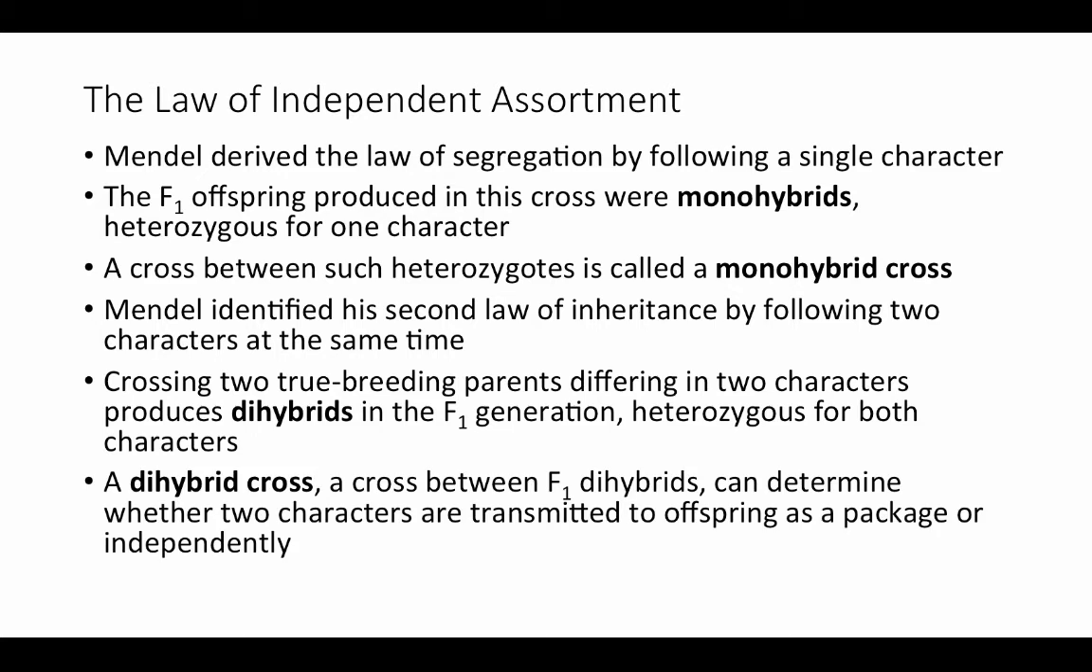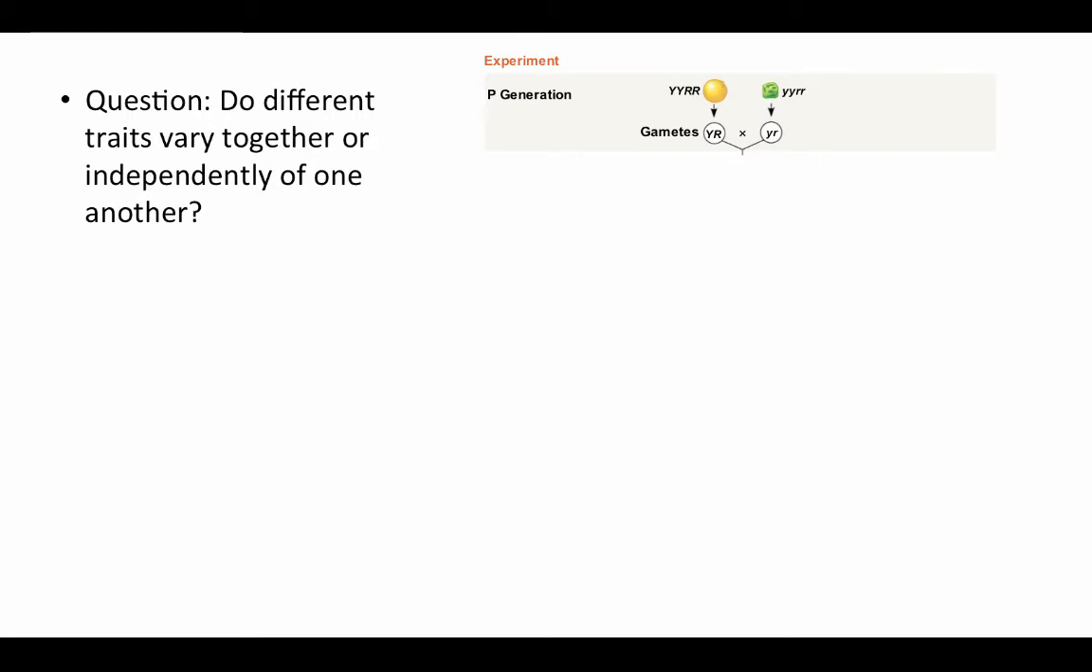So a dihybrid cross, a cross between F1 dihybrids, can determine whether the 2 characters are transmitted to offspring as a package, so always coming together, or are they inherited independently? Can they be separated from each other? So here's the question. Do different traits vary together? Are they inherited together, or are they inherited independently of one another?